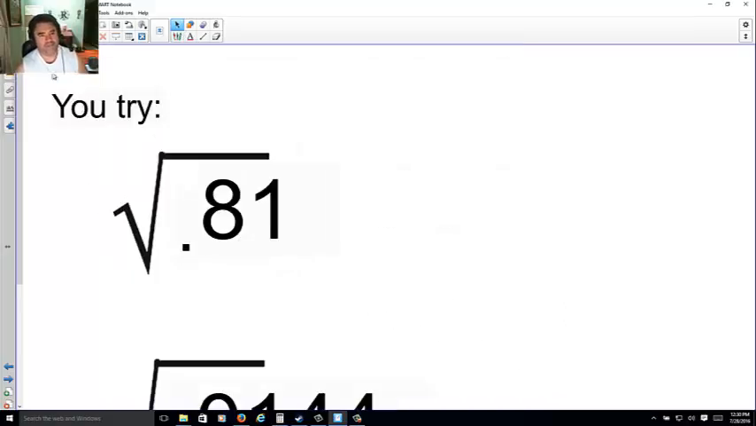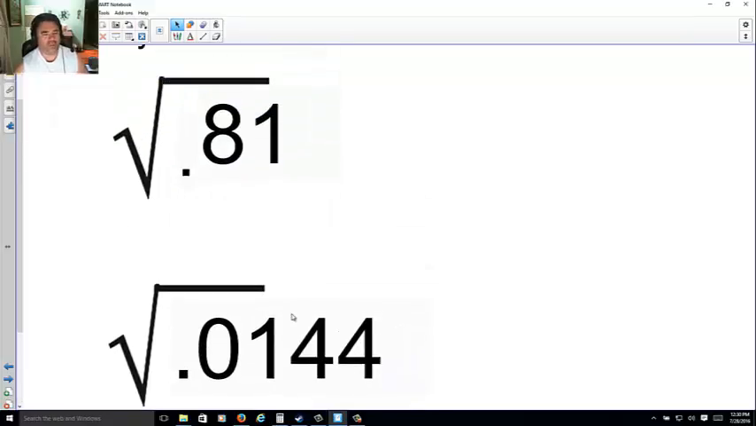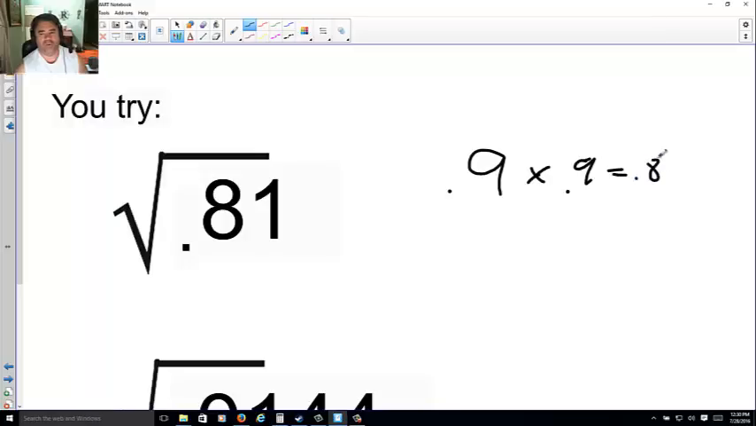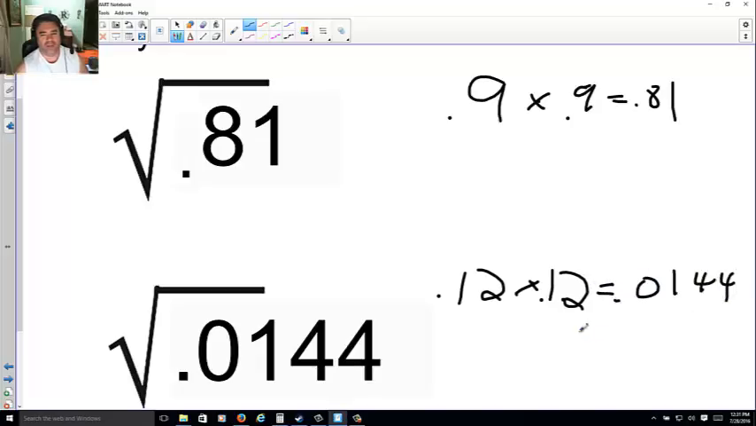That's okay. So you try 0.81 and 0.0144. Those two, go ahead and try them, and I'll show you how to do them. 0.81 is 0.9 because 0.9 times 0.9 is going to be 0.81. And this 0.0144 is going to be 0.12 because 0.12 times 0.12 equals 0.0144. How is that possible? 1, 2, 3, 4. 1, 2, 3, 4. 0.0144.